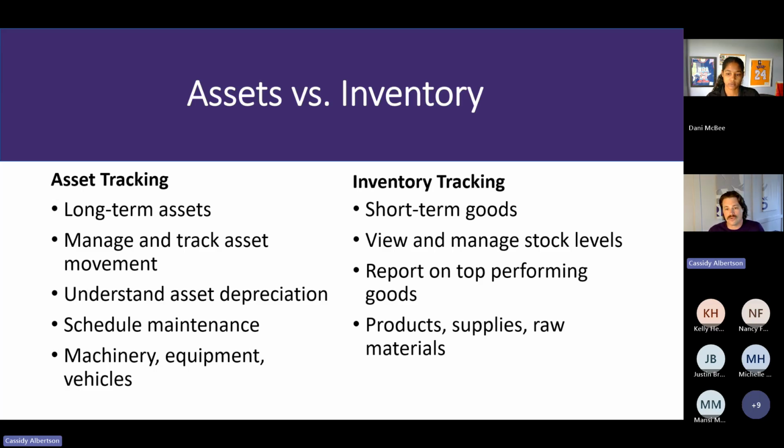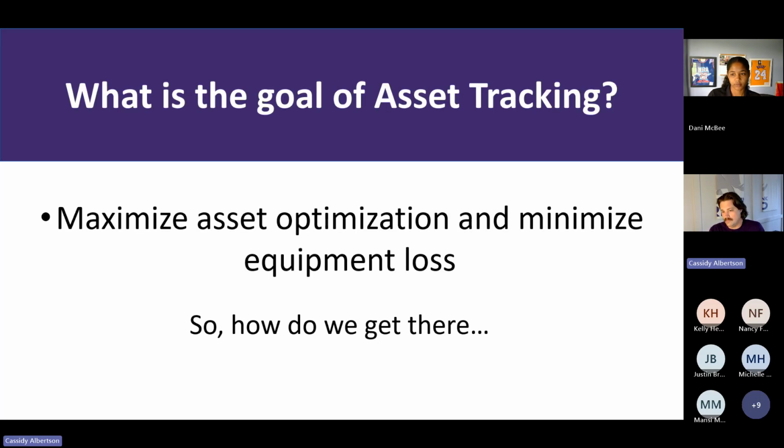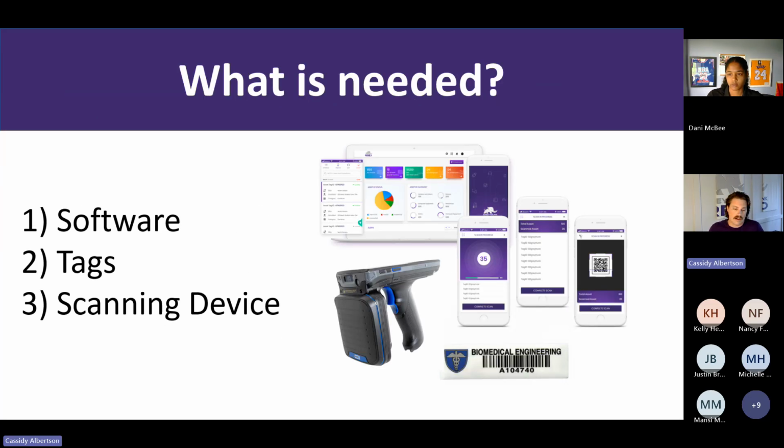Gray Trunk RFID is our asset tracking tool. Inventory tracking, we have another tool for that, and you're welcome to join us next Wednesday for our inventory tracking software demo as well. But more on asset tracking, it's really about understanding what the goal is and how you can increase your cost savings by optimizing your assets and minimizing equipment loss. It's really important to understand that's the goal and what it takes to actually get there.